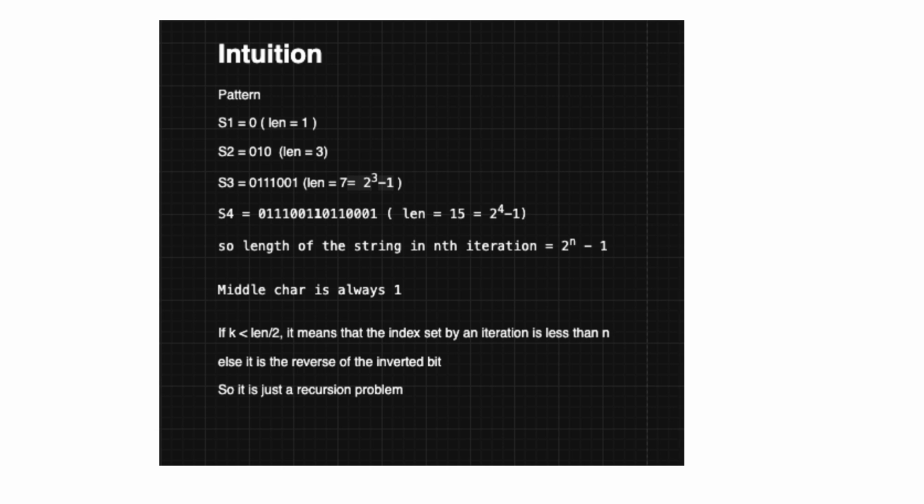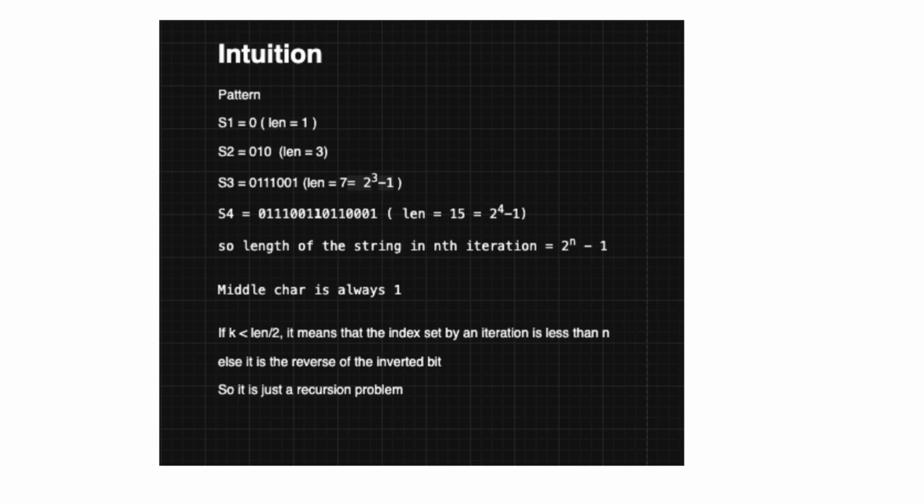Let's think carefully. Total length of Sn is 2 power n minus 1. The middle index is 2 power n minus 1, because left half size is 2 power n minus 1 minus 1. Then one middle element. Then right half. So, if k equals middle index, answer is always 1.